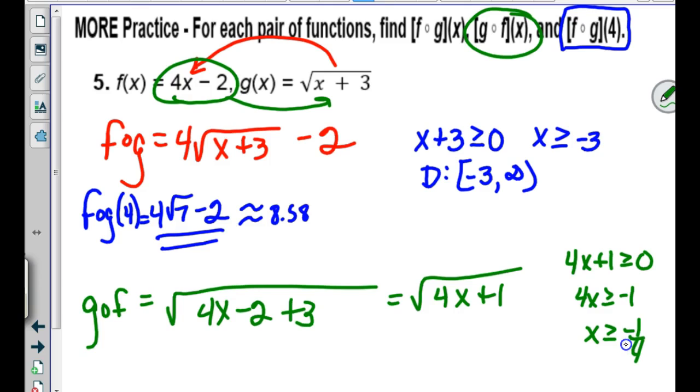This one says I can include everything from -1/4 on up, but the original function only included everything from -3 and up. Which one is more restrictive? Threw some things away. Yes, so we have to keep this one, -1/4 and up. Because originally we had things like -2 and that won't work here.